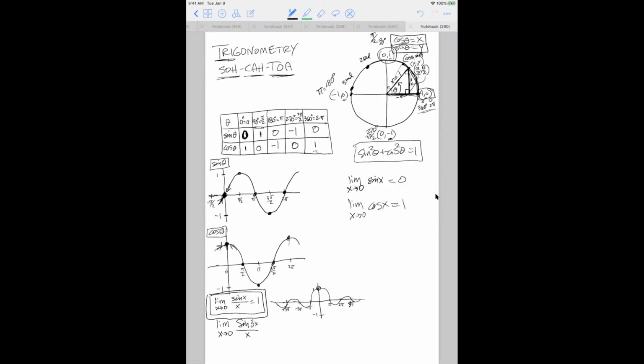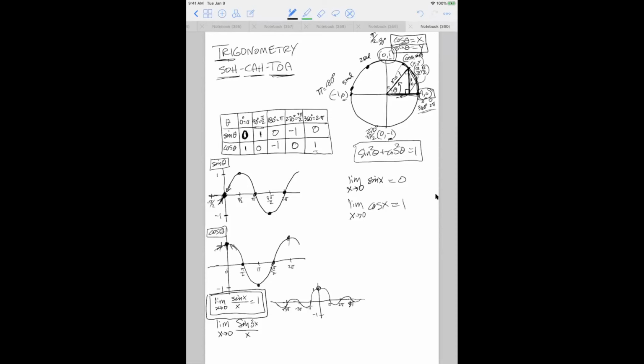Now, sine of x over x, as x goes to 0, means you get 0 on top and you get 0 on the bottom. A little later on when we get into L'Hopital's rule, that'll give us a little trick on how we can know the answer quickly. But in the meantime, we've got the challenge of this situation. We've got a 0 in the denominator, and that's not legal.